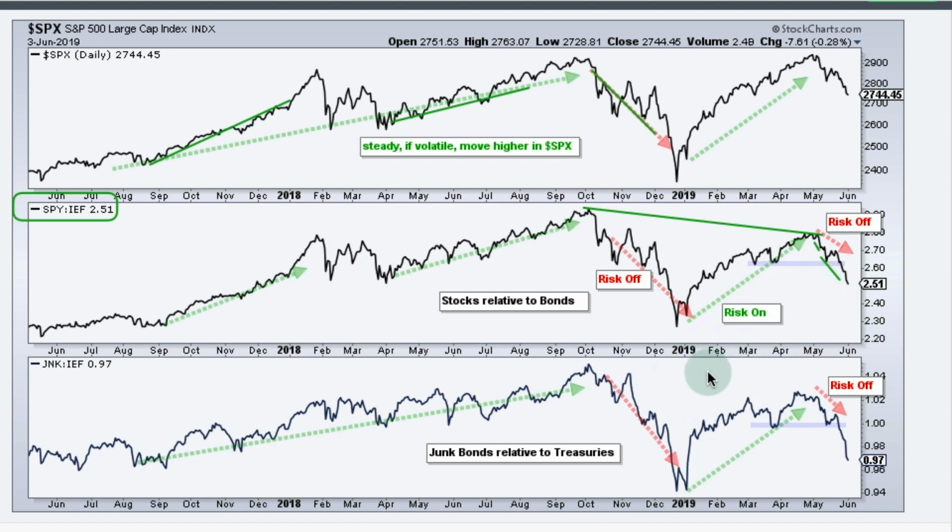And then the other one is basically bonds relative to bonds. Junk bonds, the highest risk bonds out there, versus treasuries, which are the safest bonds out there. And you can see when junk bonds are outperforming, everything is fine. That shows risk taking in the marketplace. And then we see that junk underperforms from October to December. Then junk starts to outperform, and that shows risk on. And then you can see junk starts to underperform, and that shows risk off. And look at the way junk has underperformed here in May and now into June. Some serious risk off in the market.